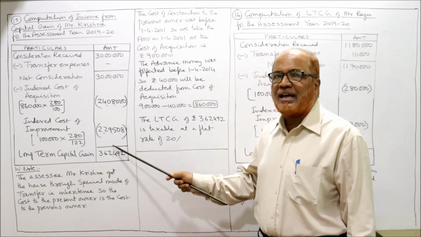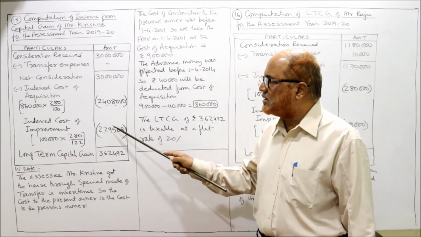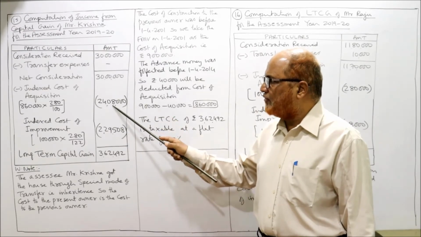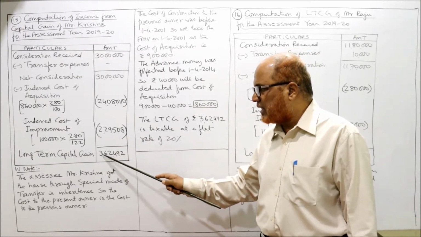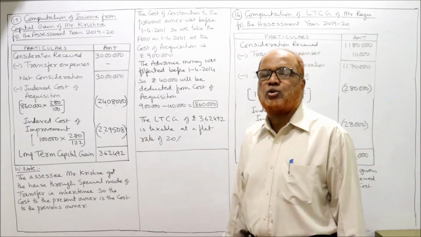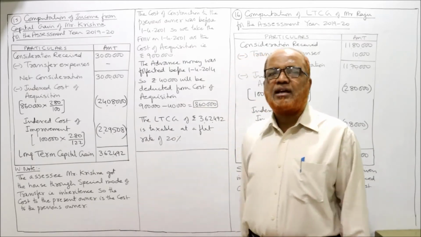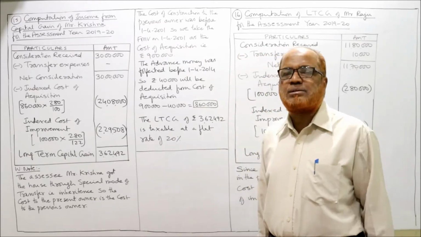Subtract; both we have to minus, that's why I am putting it in brackets. So 30 lakh minus 24 lakh 8,000 minus 2 lakh 29,508, you will get long term capital gain of 3 lakh 62,492. That's all. Now in the working note, I'll give you some explanation.